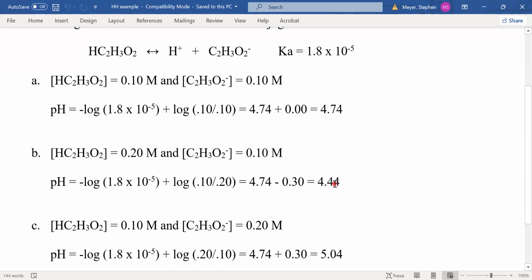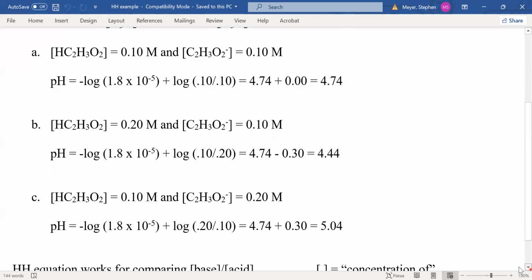Okay, let's look at the other situation where I have twice as much base than acid. And if I plug that in, I get pH equals the negative log of 1.8 times 10 to the negative fifth, which is 4.74, plus the log of 0.2 over 0.1, which is plus 0.30. So my pH goes up to 5.04. Notice compared to 4.74, I have more base than acid, so it makes the pH go up, but not by that big of an amount, even though I had twice as much.